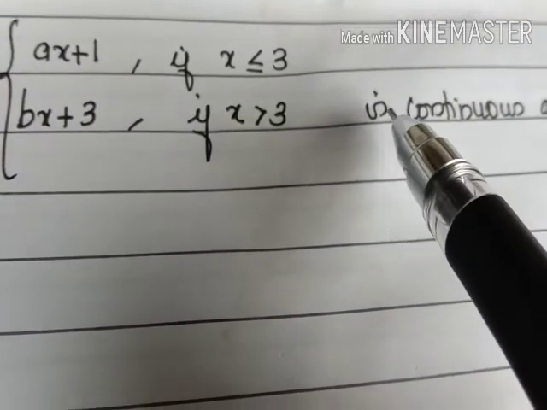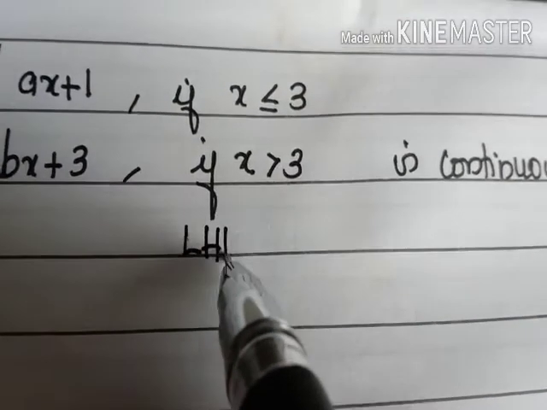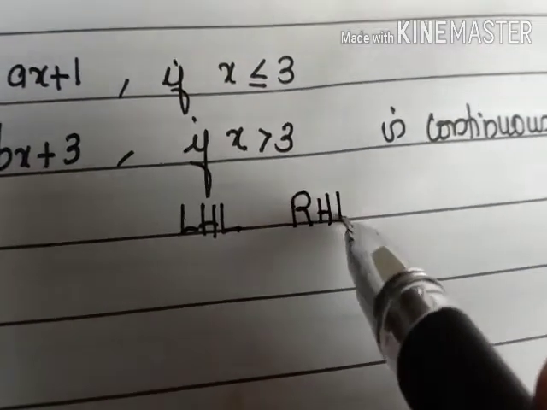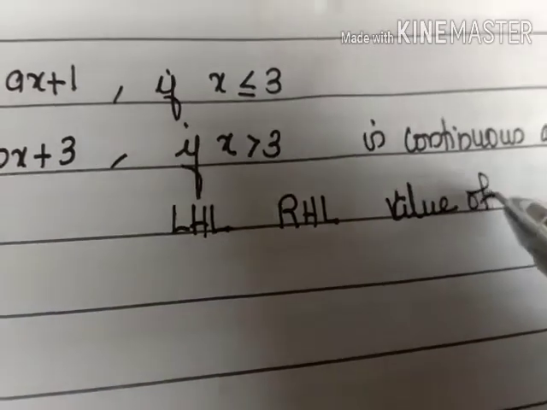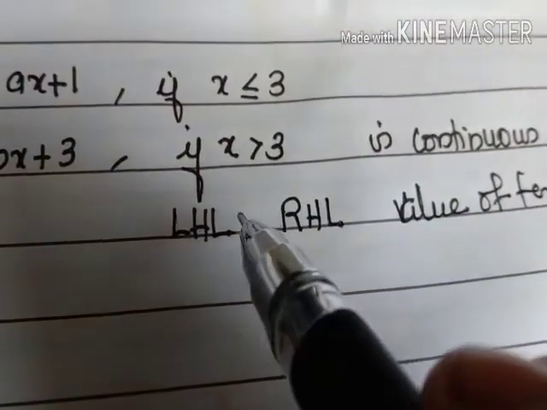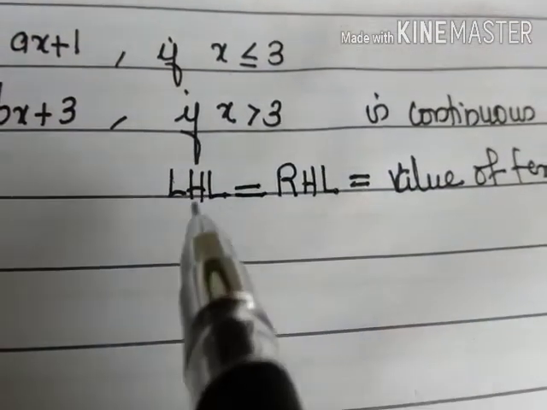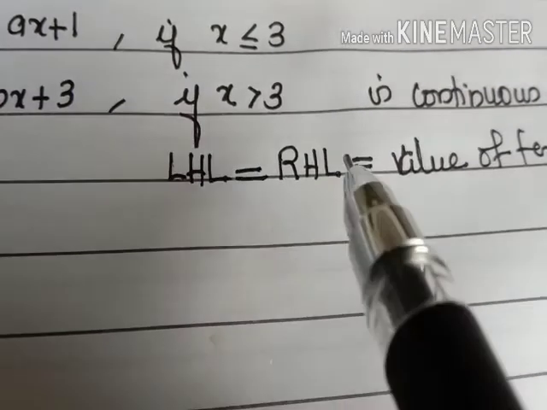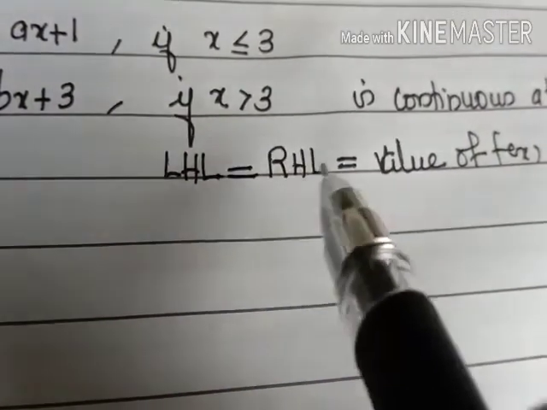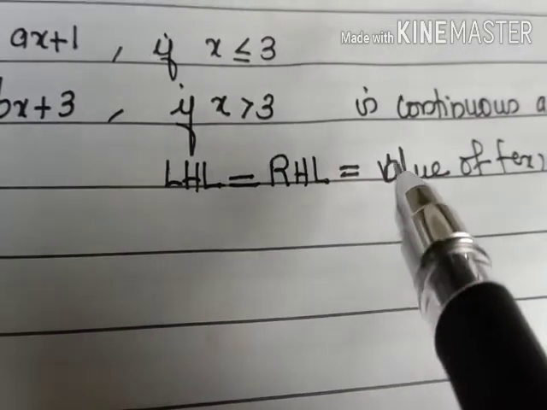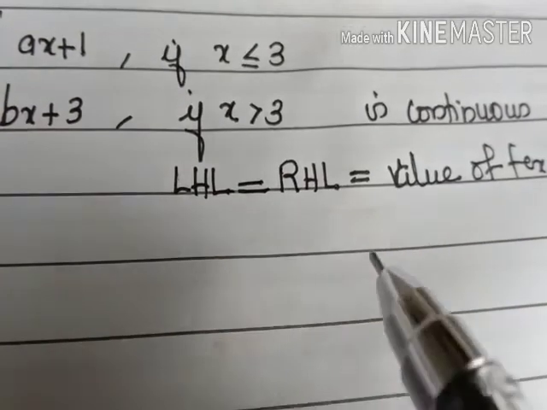So we know a function is continuous only when its left hand limit, right hand limit, and value of the function are equal to each other. Then only we can say the function is continuous. So in this question, we want to find left hand limit, right hand limit and value of the function and equate each other, and we can see the relationship between a and b.